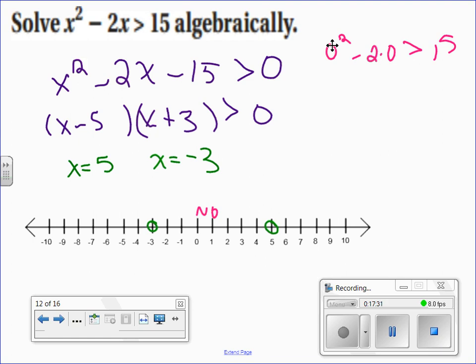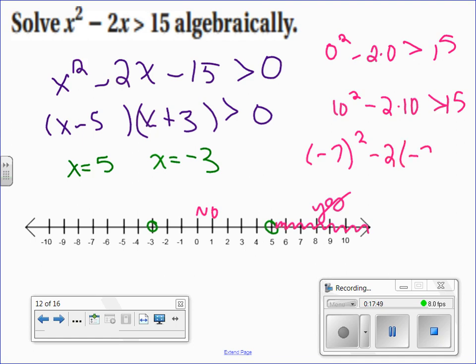So maybe let's test 10 next. Is 10 squared minus 2 times 10 going to be greater than 15? Yes. So 100 minus 20. Yes. We're definitely going to shade the zone up here. So yes. You can do the same thing on the other. Yep. So let's test, I don't know, -7. Is -7 squared minus 2 times -7 greater than 15? It's harder math. It's 49 plus 14. 49 plus 14 will be a for sure yes. So I'm going to shade that zone. And this number line down here is my final.